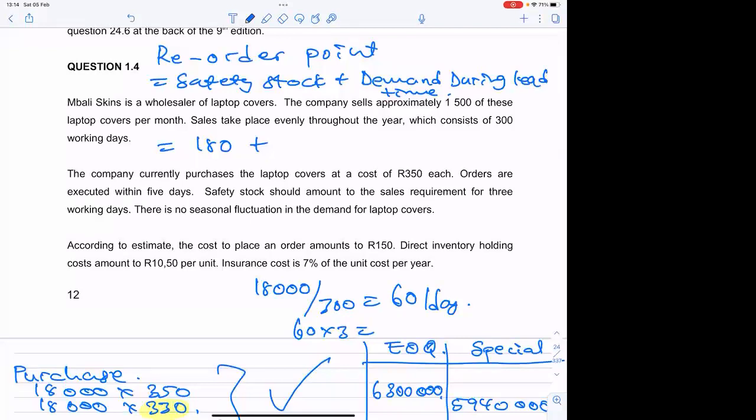What is our lead time? Orders are executed within 5 days. So it will be 5 times 60 altogether. So it will be 180 plus 300, which was 480. 480. Thank you. Questions, additions, or subtractions?